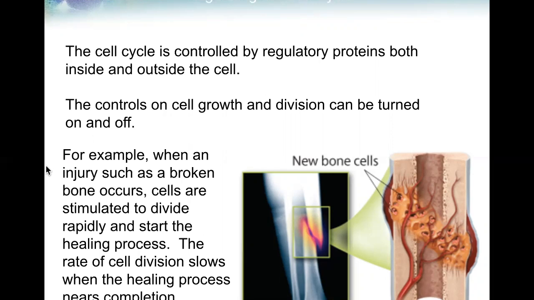For example, when an injury such as a broken bone occurs, cells are stimulated to divide rapidly and start the healing process. The rate of cell division slows when the healing process nears completion.